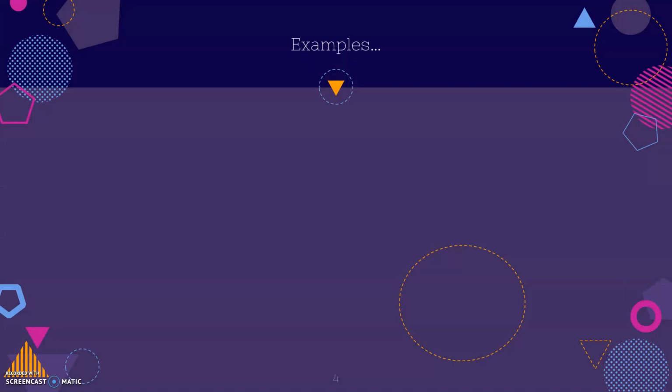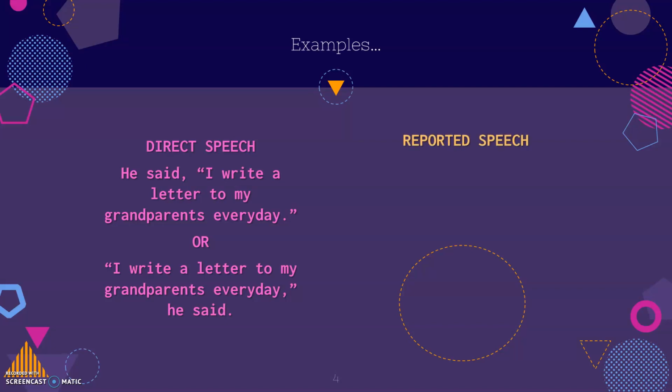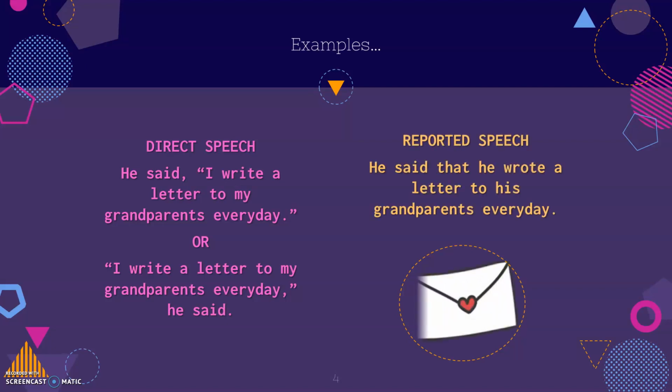Let's look at an example. "He said, 'I write a letter to my grandparents every day.'" Or, "'I write a letter to my grandparents every day,' he said." These are examples of direct speech, quoting the very exact words of the speaker. "He said that he wrote a letter to his grandparents every day." This is an example of reported speech.